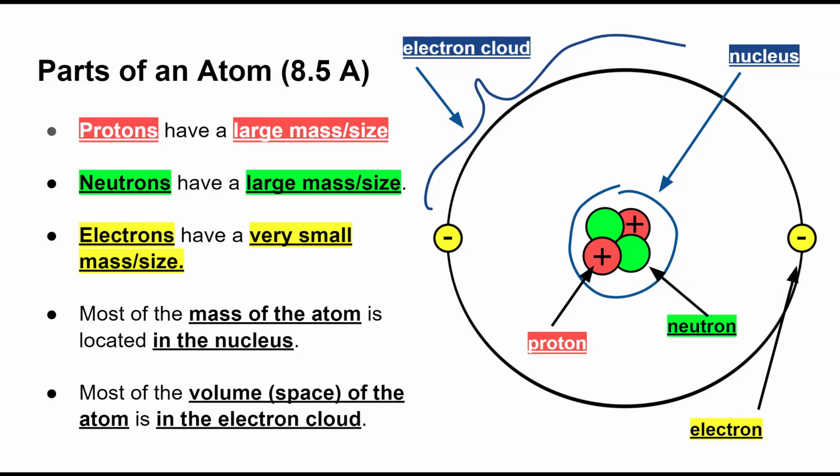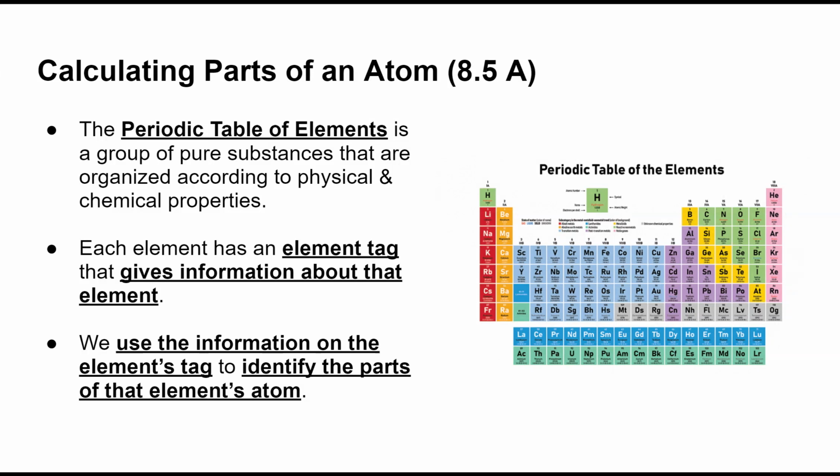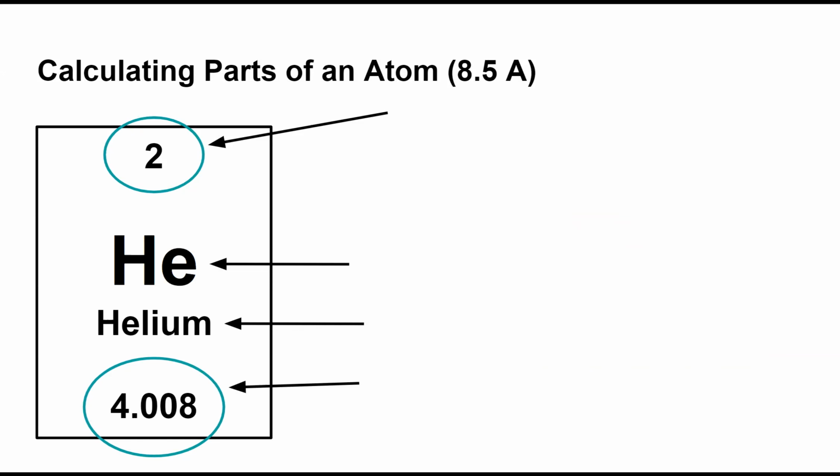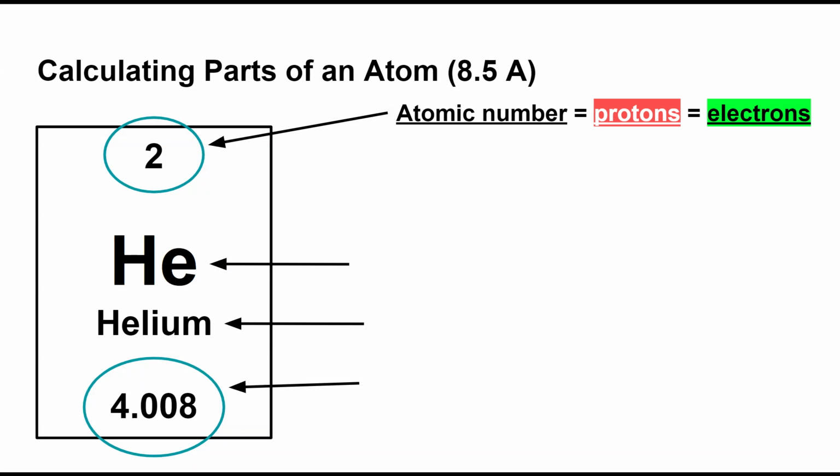We can also use the periodic table of elements to calculate the parts of the atom that we just looked at. We use what's called an element tag that gives information about that element, and we use that information to identify the parts of the element's atom. This is an element tag. It has 4 parts. The first part, that whole number at the top, is the atomic number. It gives me protons for the atom of the element, and because we're looking at neutral atoms, it also tells me the electrons. So if I need to know the number of protons or the number of electrons, I'm looking at the atomic number. This is the symbol.